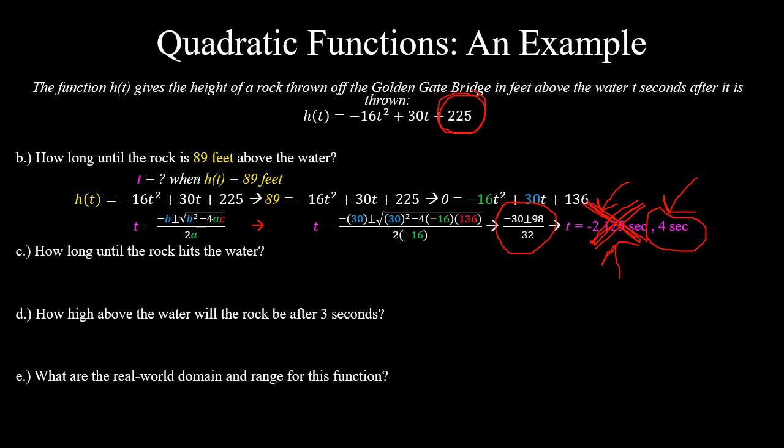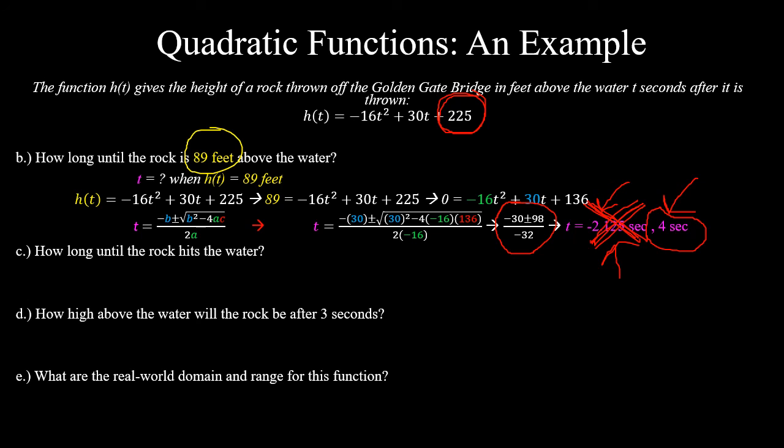Let's look at question C now. It says, how long until the rock hits the water? This is one of those questions where it's not blatantly obvious what we're given, because we don't just see a number. Like with letter B, we saw 89 feet, and we said, okay, when h of t equals 89, what does t equal? Here we're not blatantly given a number to work with, so it requires a little more thought on our part. We have to interpret this question.